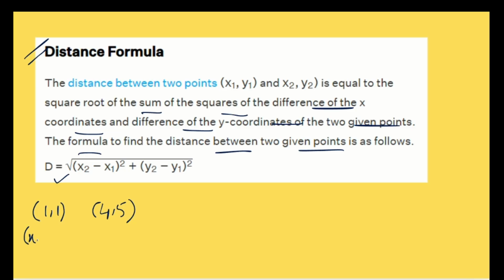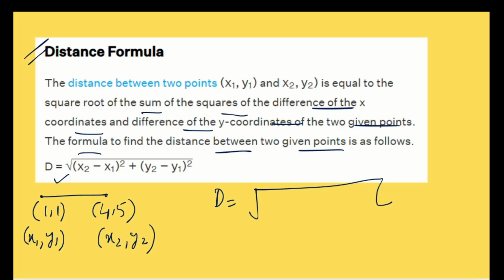This point is called x1, y1, this point is called x2, y2. We have to find the distance. How are we going to find the distance of this line segment? That is the square root of (x2 minus x1) square plus (y2 minus y1) square.